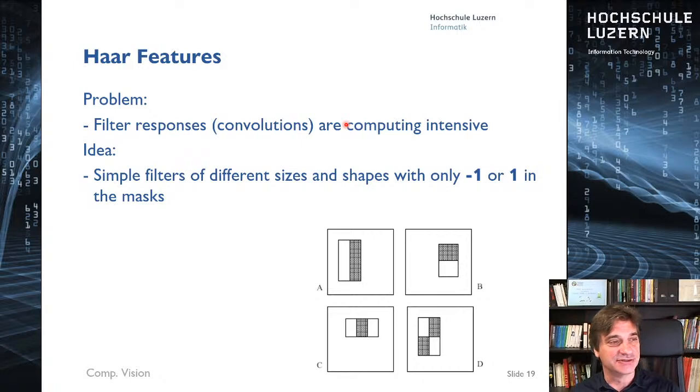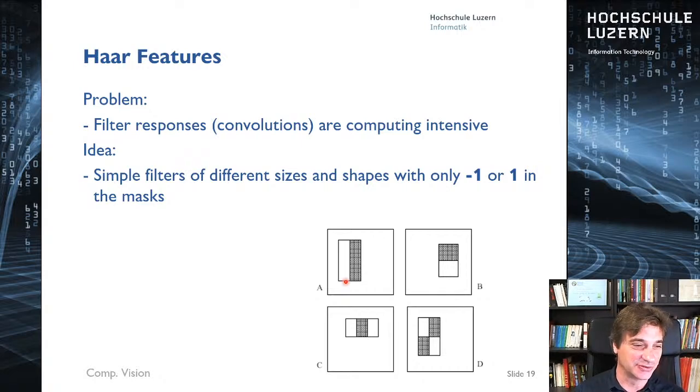So they wanted to use filters, but they wanted to use filters that are easier to calculate. So they use filters which are called Haar filters, or actually Haar features is then a combination of such filters. The idea is you have filters with a rectangular mask, and the filter kernels are just plus or minus 1.